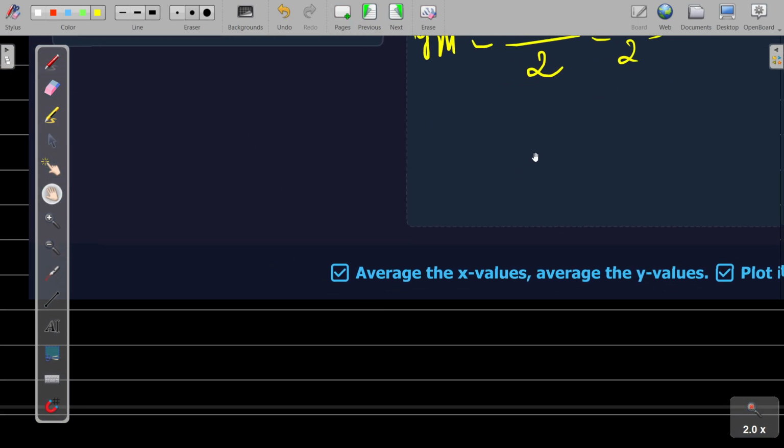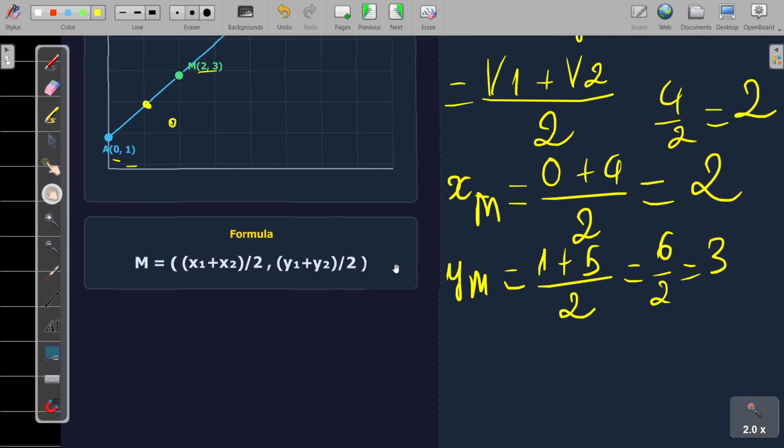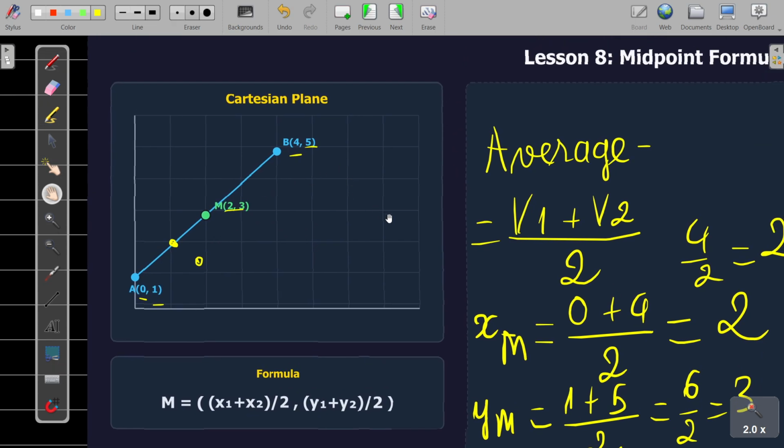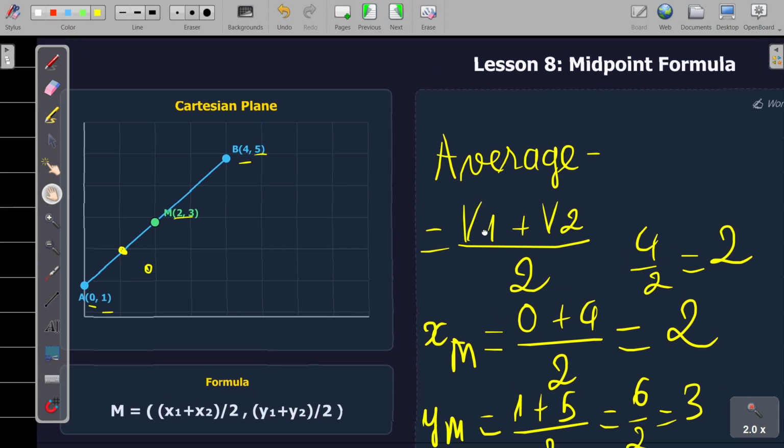So average the x values, average the y values, and plot it to check. Actually, try to make it appear visually, and if it appears visually in the middle, then it should be fine. So just forget the messy formula, just add and then halve, and check on the graph to see if it actually visually makes sense, and that should be fine for the midpoint formula.